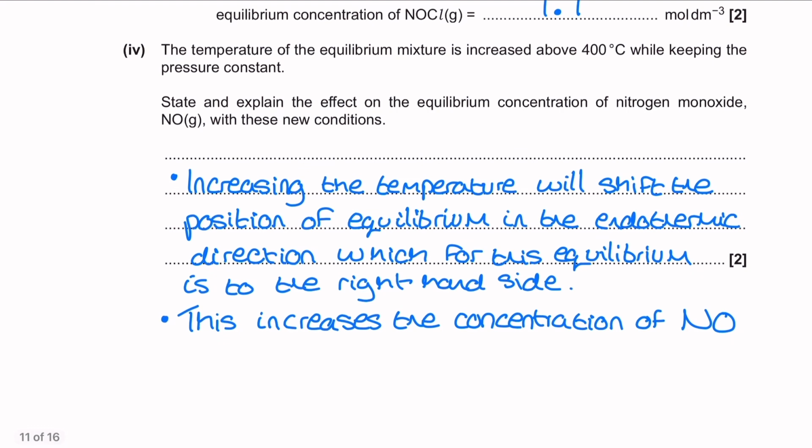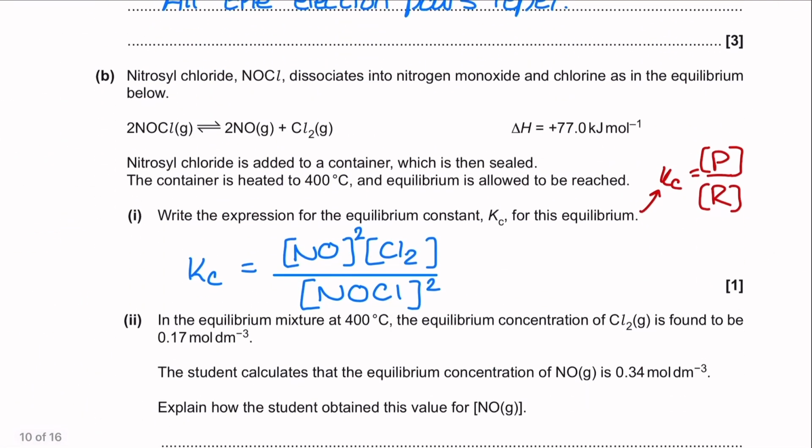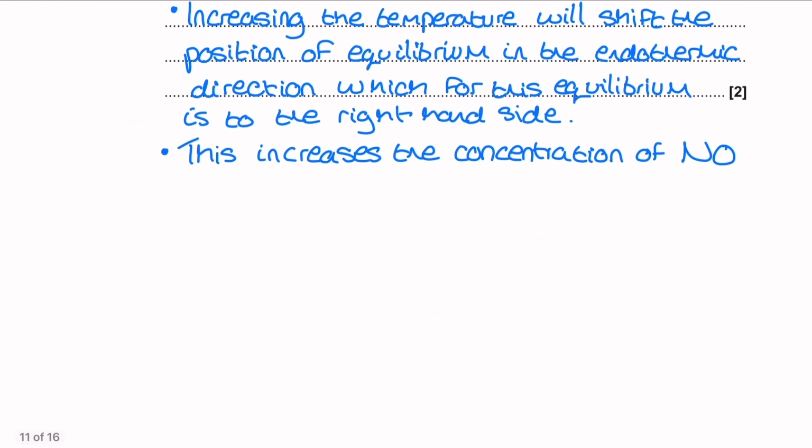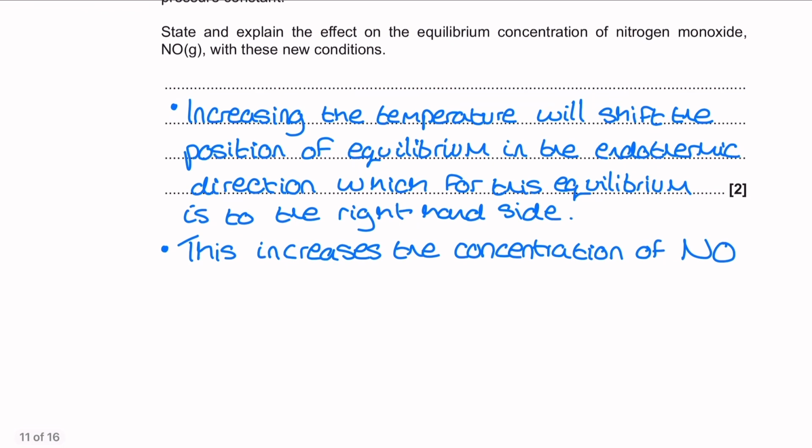Next up, the temperature of the equilibrium mixture is increased above 400 degrees C while keeping the pressure constant. State and explain the effect on the equilibrium concentration of nitrogen monoxide, NO, with these new conditions. Nice and clear point here about equilibrium shift. Increasing the temperature will shift the position of equilibrium in the endothermic direction, which for this equilibrium is to the right-hand side, based on the enthalpy change from the previous page. There it is. Don't forget that. This increases the concentration of the NO in the equilibrium because that is on the right-hand side.